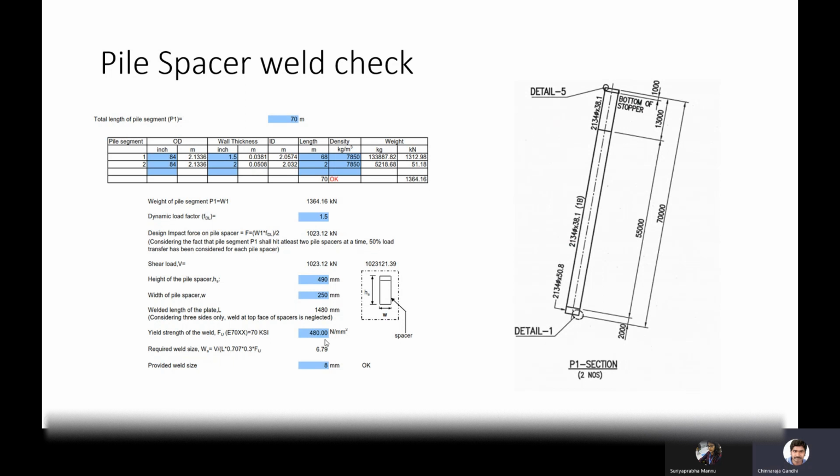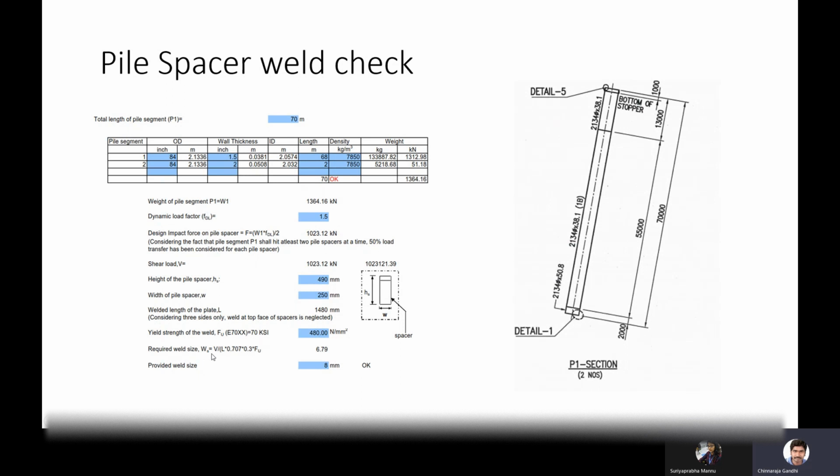But when we are checking the weld, we have to take 480. When we are checking the combined plate and weld, we have to check whichever has the lesser yield. But here we have to take this one, because we are checking the weld: 480 Newton per mm square. This is the weld electrode yield capacity.